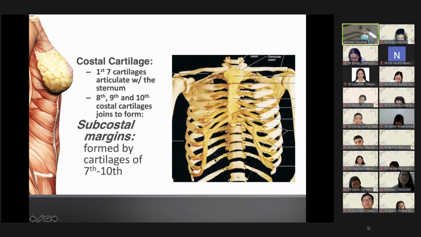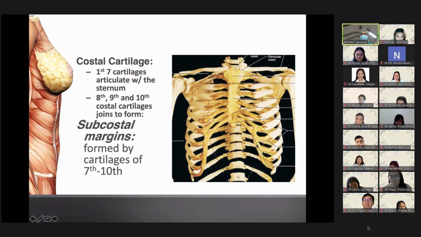Okay. So putting it together in the normal anatomic location, this is how it will look. This is your anterior thoracic wall. Of course, your first 7 ribs articulate with the sternum via your cartilages. Ribs 8, 9, and 10 will join together; your costal cartilages will join together before joining your sternum. And at the edge of your costal cartilages will be your subcostal margin.